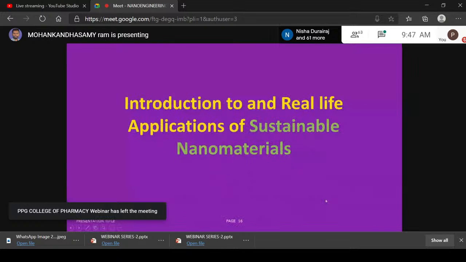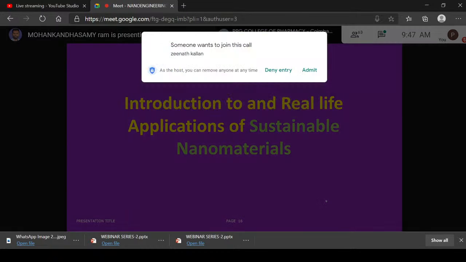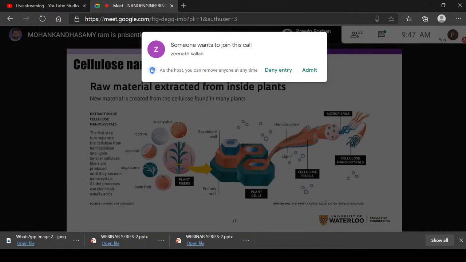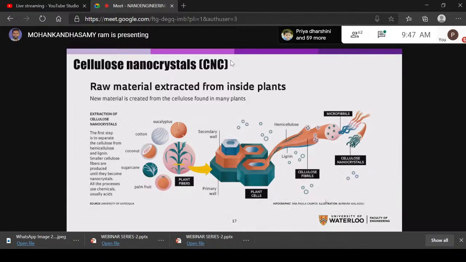So moving forward, the next part I'm going to cover is the introduction of nanomaterials, sustainable nanomaterials, sorry, and their real life applications. What are sustainable nanomaterials? Nanomaterials which are obtained from renewable sources like natural sources are called sustainable nanomaterials. In the University of Waterloo Department of Chemical Engineering, we are working on cellulose nanocrystals. It's nothing but another nanomaterial obtained from plants.